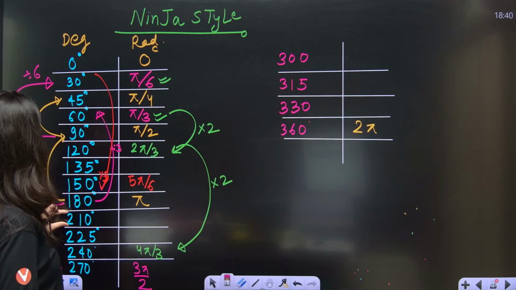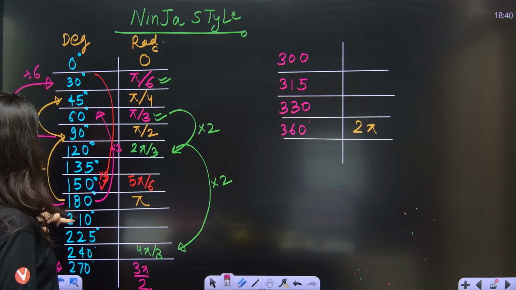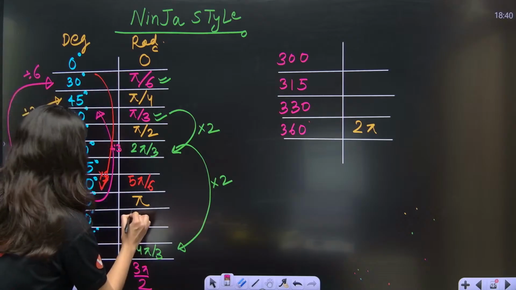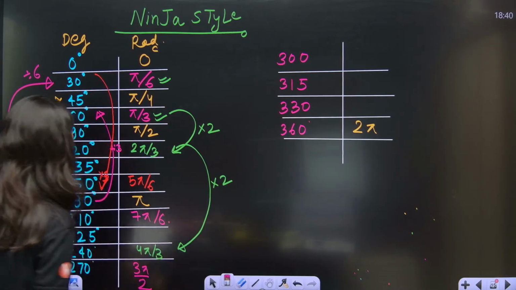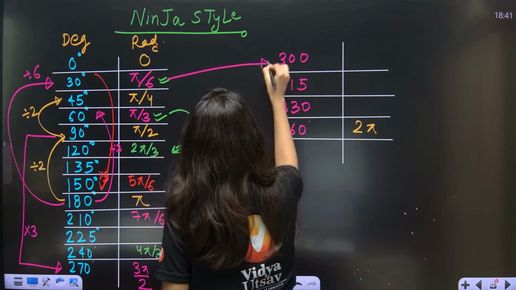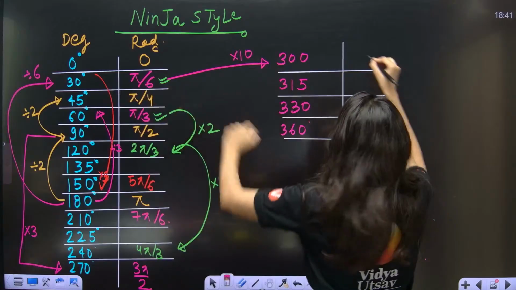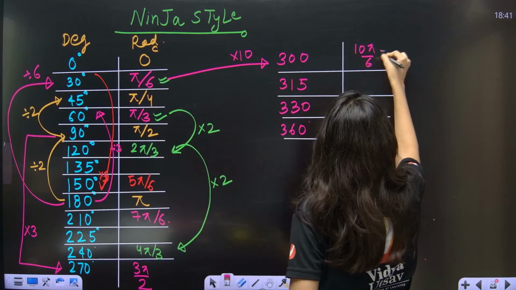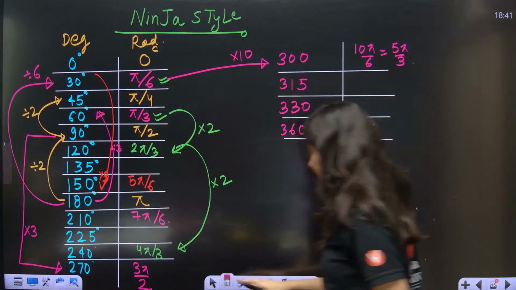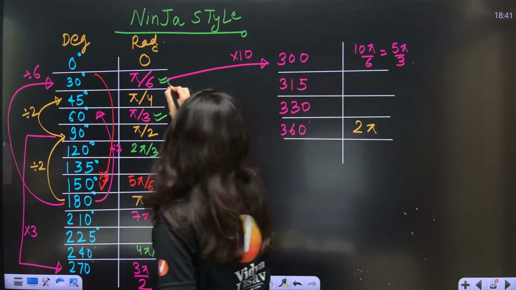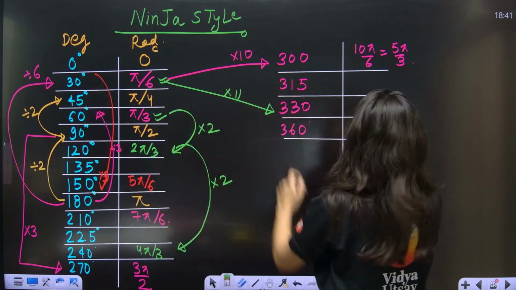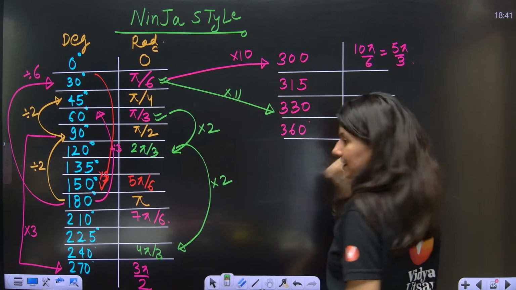Now 210. Again, 30 multiply 7. 3 7s are 21. So pi by 6 multiply 7. Can you see 7 pi by 6? Okay. All right. Now again 300 degrees. So multiply 10. So this is 10 pi by 6, or you can call it 5 pi by 3. Okay. Now 330 degree will be what? Tell me. 30 multiply 11. So pi by 6, 11 pi by 6.